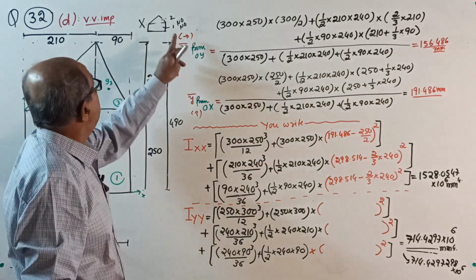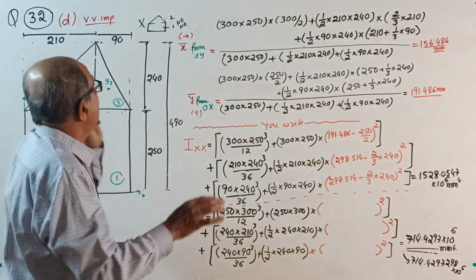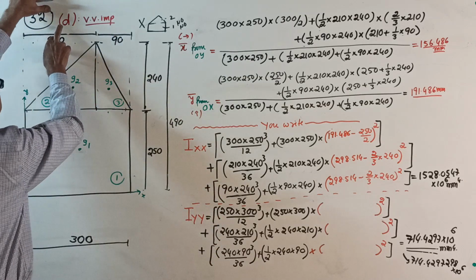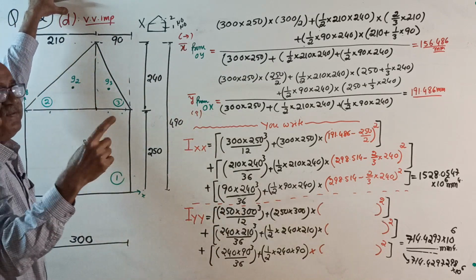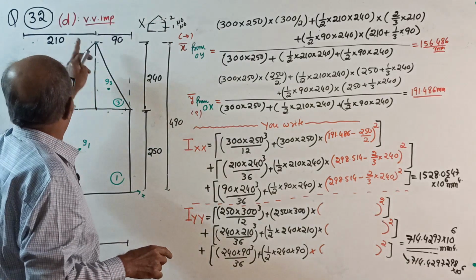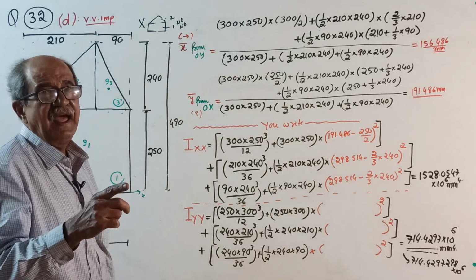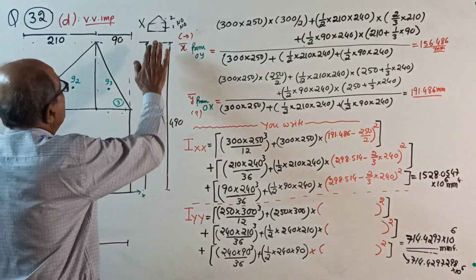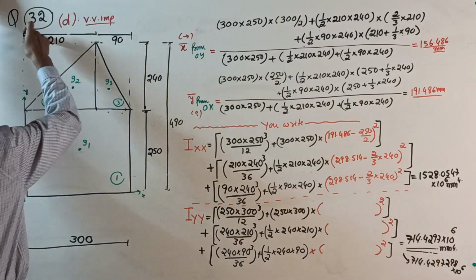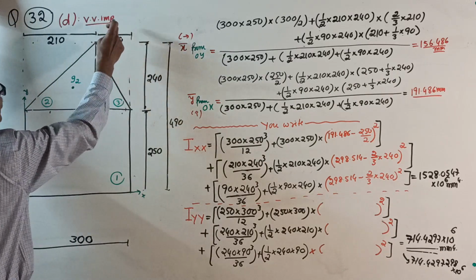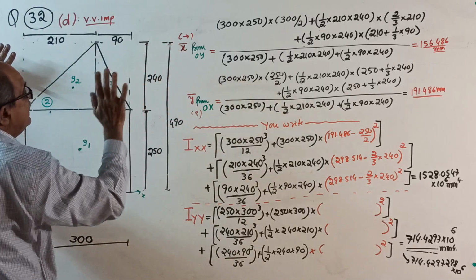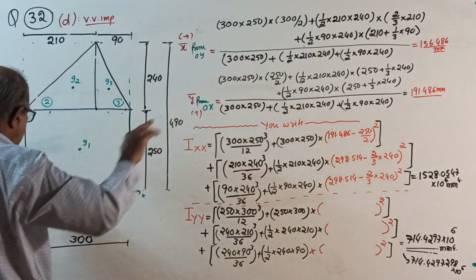Therefore, helplessly, what you do is divide this triangle into two parts. So I told you, 32A, B, C are a rectangle and a triangle, but 32D and E are a rectangle and two right angle triangles. I already told, so make a note. So see, 210 here, 90 here, very important, 240. This is all already known to you. Total 190. Start correctly. X bar from O.